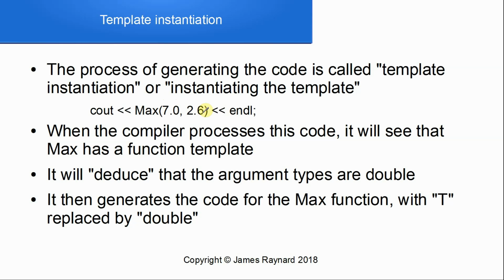And in fact it'll generate exactly the first function that we had before, with max taking doubles and returning a double. So this is known as instantiating the template, or template instantiation. In effect the compiler creates a version of this function in which T is replaced by double. This process of working out which type to use is called deduction, so the compiler here is deducing that the arguments are doubles.